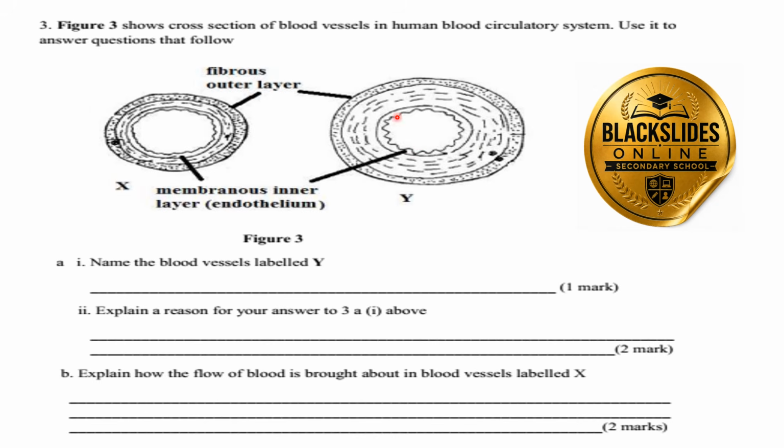Remember that arteries carry blood away from the heart to the rest of the body, of course, except the pulmonary artery. And also remember that veins carry blood back to the heart, except the pulmonary vein.